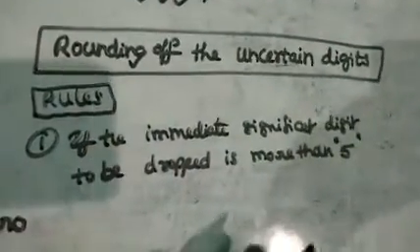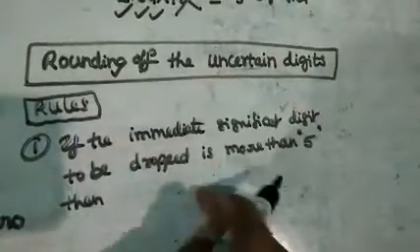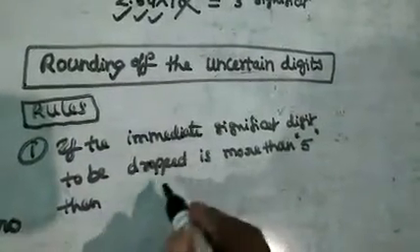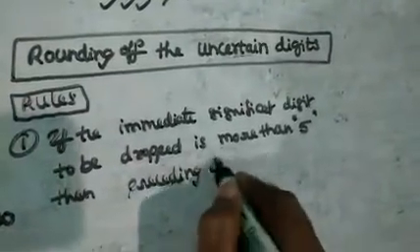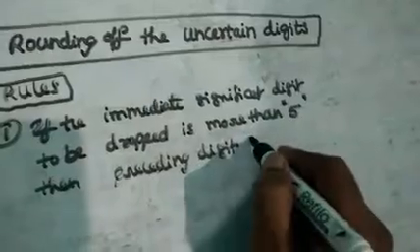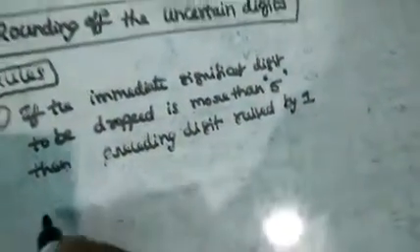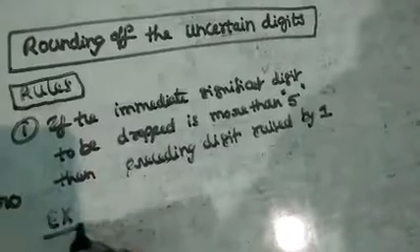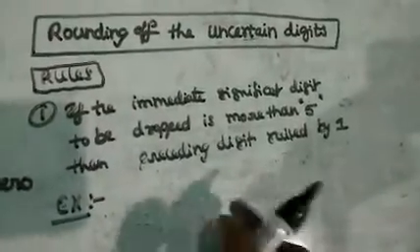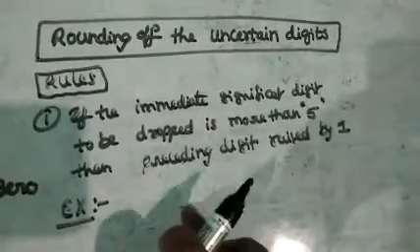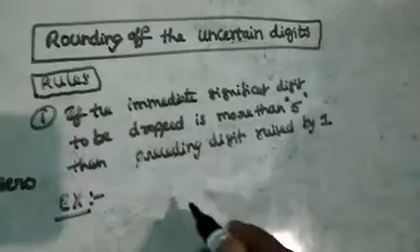The digit to be dropped is more than 5. Which one I am dropping? If it is more than 5, then preceding digit should be increased by 1. It should be raised by 1. Listen carefully. Preceding digit should be raised by 1. Examples, try to understand. This one carefully. 3 rules are there. First rule it is. देखो question they will mention very perfectly, very nicely.